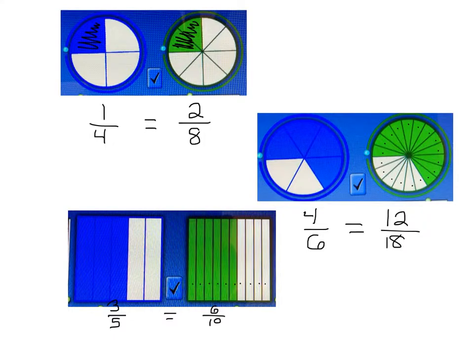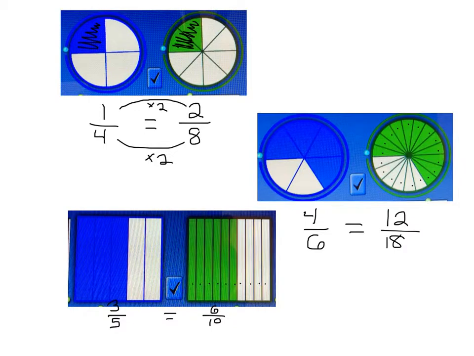But I'm noticing something else here. Let's look in the top left. We have 1/4 is equal or equivalent to 2/8, and I know they're equal because it's shaded the exact same. The blue and the green are shaded the same amount. But look at this. 1 times 2 is 2, and 4 times 2 is 8.